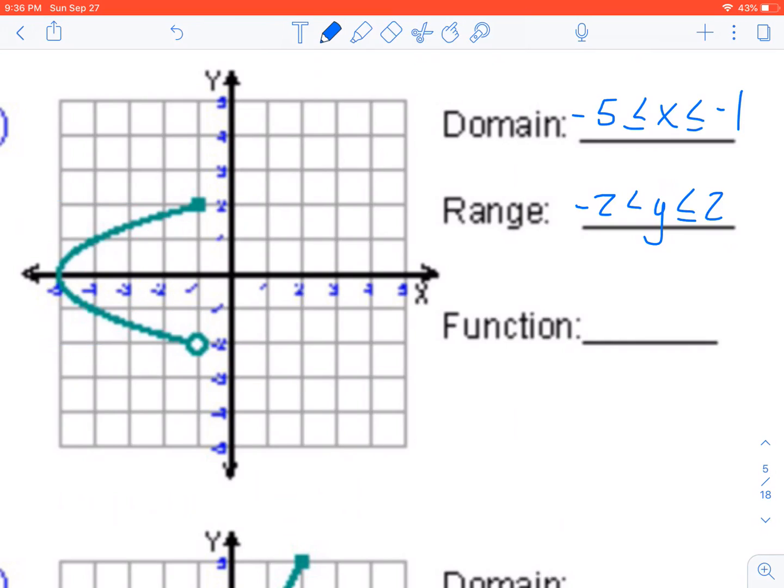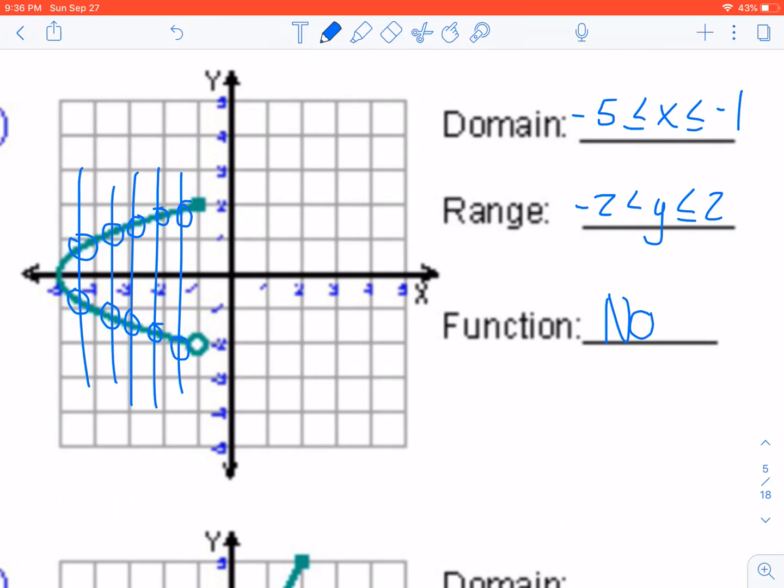Now function, I draw vertical lines. Does it hit the graph twice? Yes. On that line it hits it there twice. Here it hits it there twice. This line hits it there twice. This is definitely not a function, because the vertical lines hit the graph twice in multiple spots.